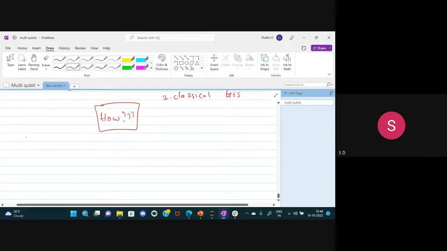First, there are 3 points. First, we need to prepare Bell states. Second is encoding information. Third is decoding the information.